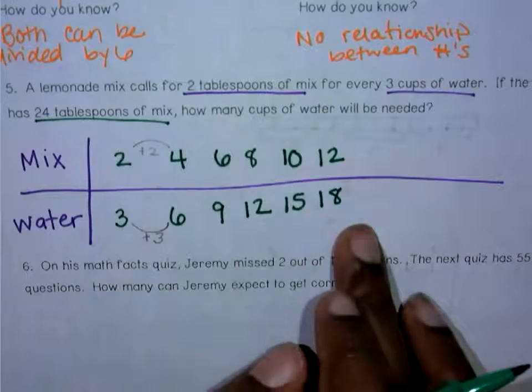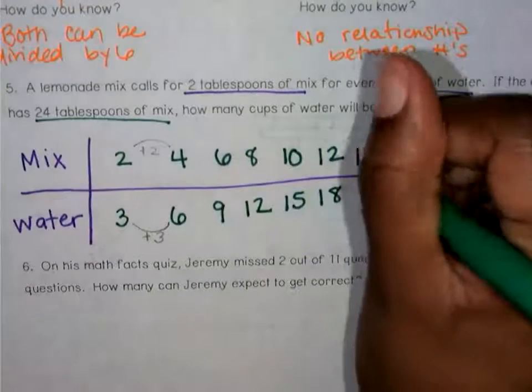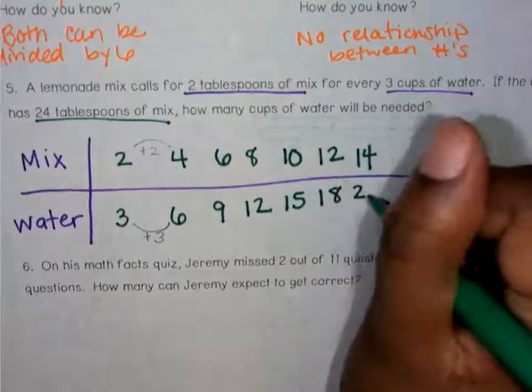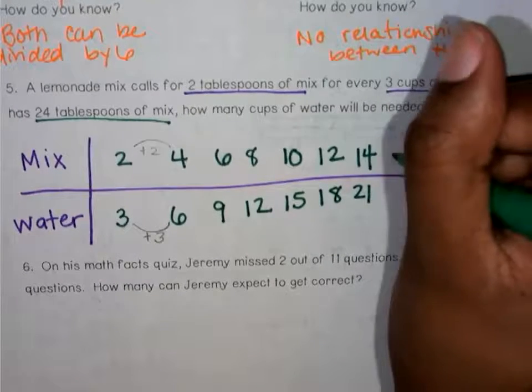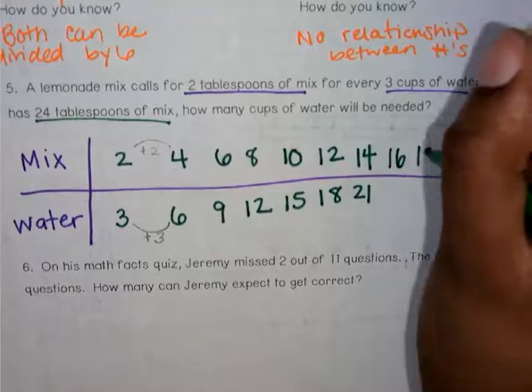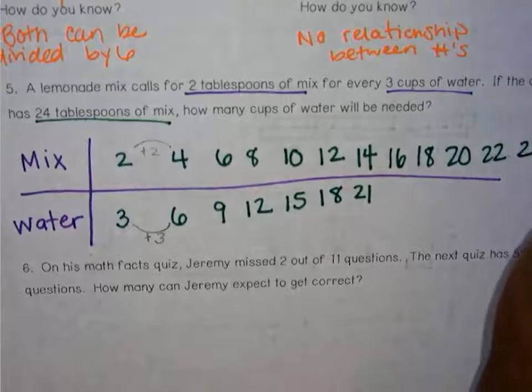Each side is getting bigger, and at the top it's getting bigger by 2. Add another 2, you have 14. Add another 3, 21. So I'm going to just go ahead and mark it's going to go 16, 18, 20, 22, 24.